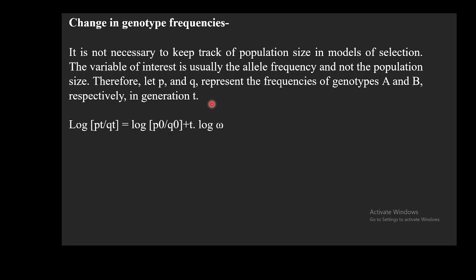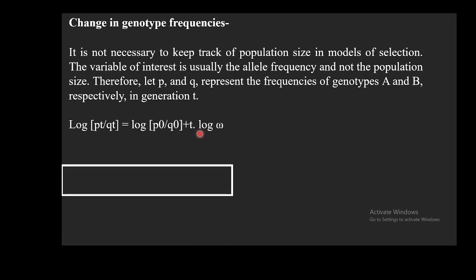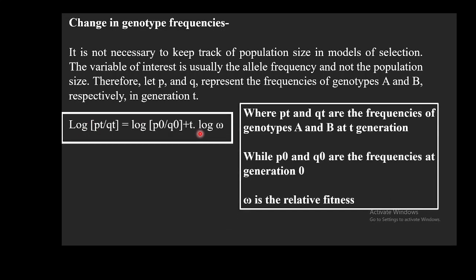you can calculate the frequency of genotypes A and B after T generation by using this formula, where you can see what PT and QT are. PT and QT are the frequencies of genotype A and B at T generation. PT is the frequency of genotype A, QT is the frequency of genotype B after T generation, P0 is the frequency of genotype A at 0 generation, and Q0 is the frequency of genotype B at 0 generation, and omega is the relative fitness, and T is the number of generations.